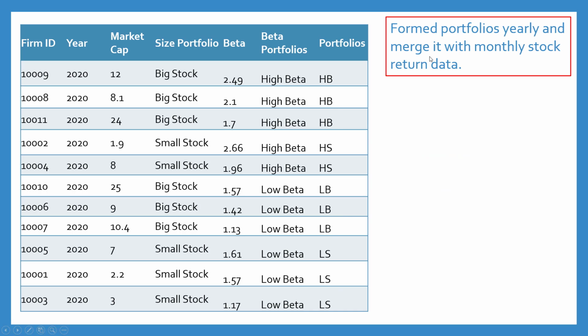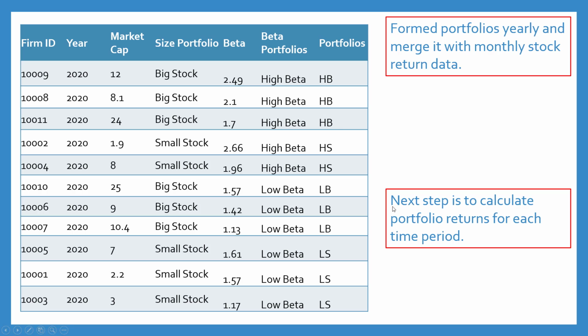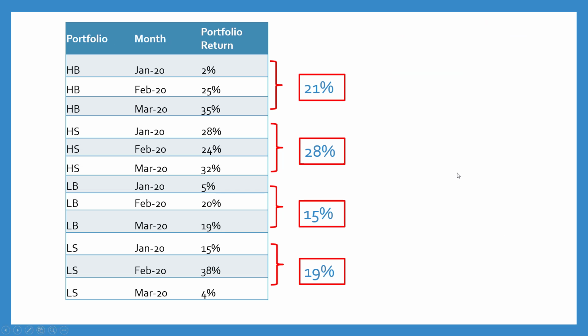Next, we have formed these portfolios yearly, and as we did in the univariate analysis, we would merge the monthly stock return with the yearly sorted data. The next step is to calculate the portfolio return for each time period. I would skip that part, as we discussed in the univariate analysis, we already know how to merge them and how to calculate the average return.